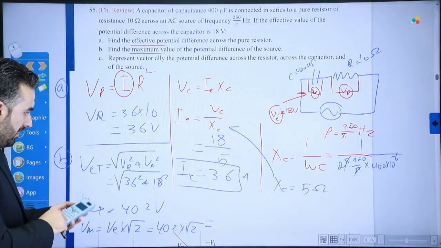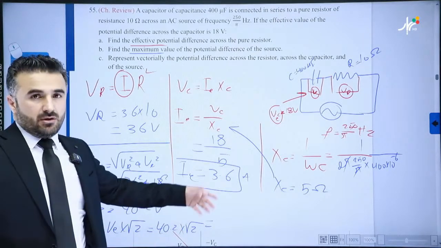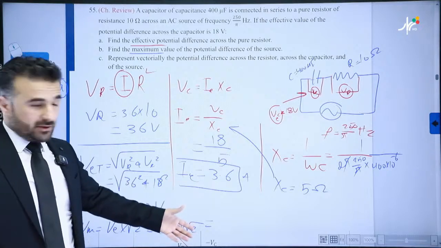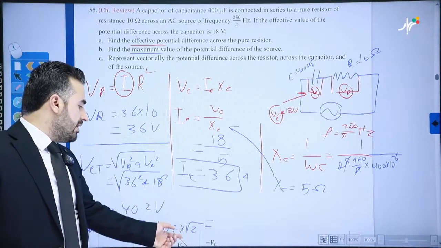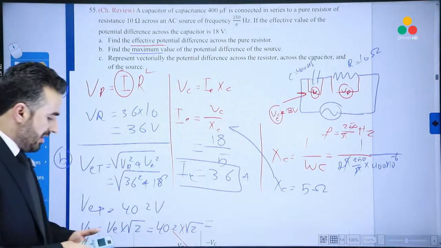So 40, by the way, we can just leave it this way right here. Once again, it depends on, for example, how they'll bring this question. If there is a square root, you can keep it like this. If not, you could just do the math in this case here.